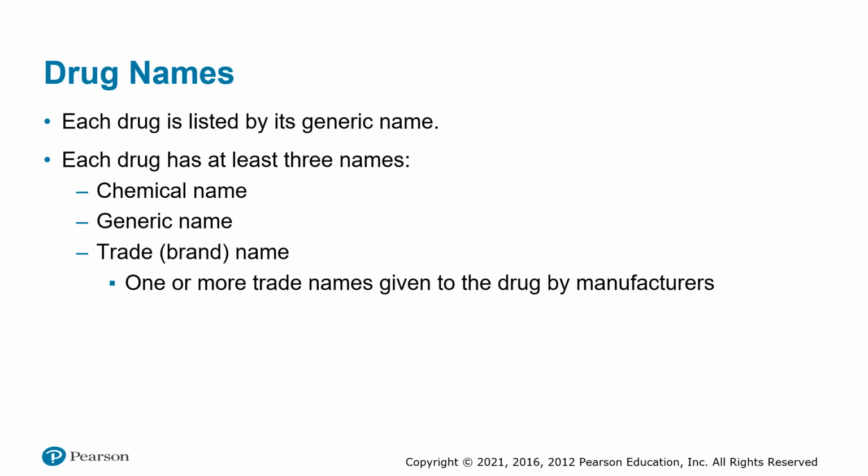So, some general information about drugs. Each drug is typically listed by its generic name, and it will have at least three names. It'll have a chemical name, a generic name, and a trade name or brand name. Aspirin is one of those. The chemical name would be acetylsalicylic acid, the generic name would be aspirin, and then Bayer would be the trade name.